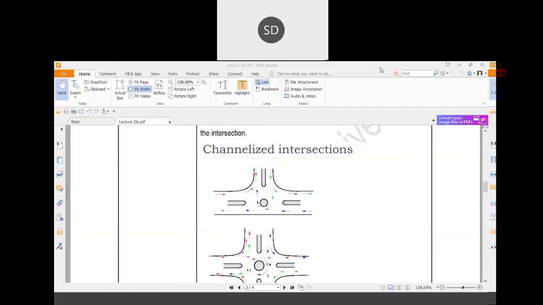They are moving in the left direction, and one traffic stream would be in that direction. So here see, your number of conflict points would be reduced. How is it reduced? Let me show you. Here also a similar condition exists.